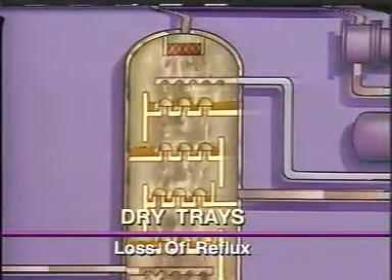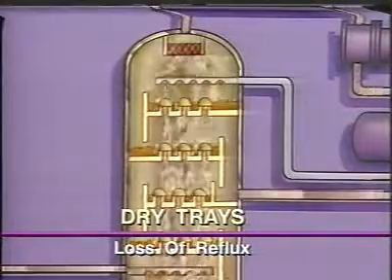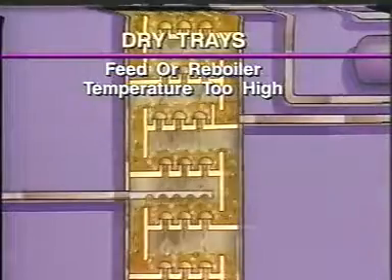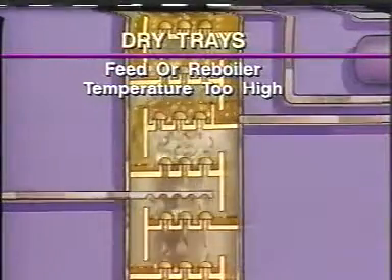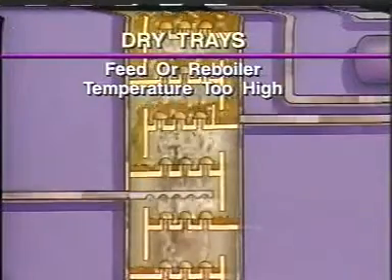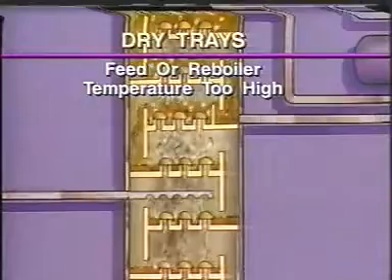Reflux problems are usually responsible for dry trays at the top of a distillation column. Dry trays will also occur if the feed or reboiler temperature is too high. The high temperatures produce an excessive amount of hot vapors. These vapors boil away all the liquid on the trays directly above the feed or reboiler inlets.